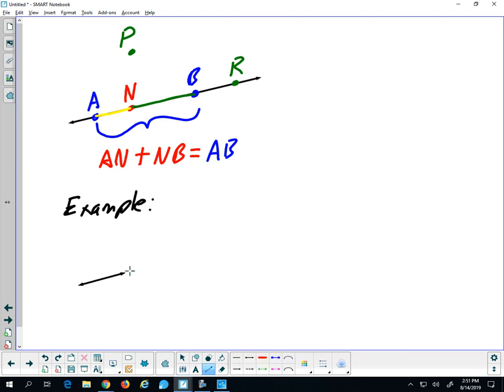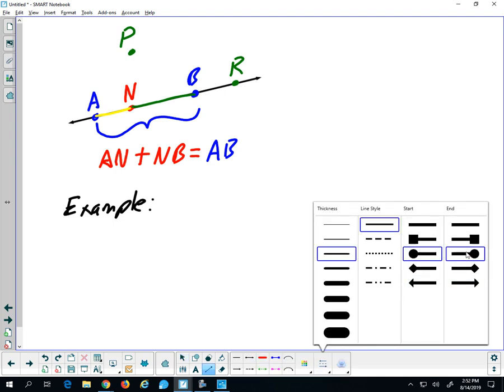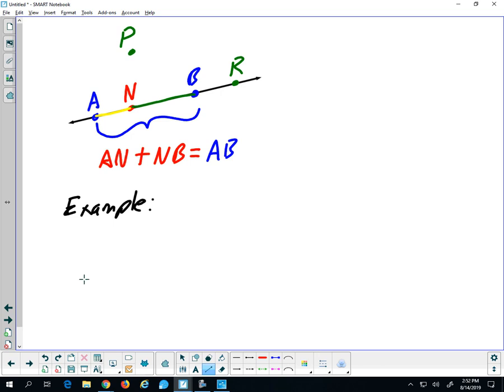So let's get us a line here. Actually, you know what? I'm going to make that a line segment. So I'm going to delete that, and I'm going to change my ends to just two points. So I'm going to have my line segment AB. So here's my point A. Here's my point B. And I'm going to put a point between A and B right here, and I'm going to call that point M. All right?